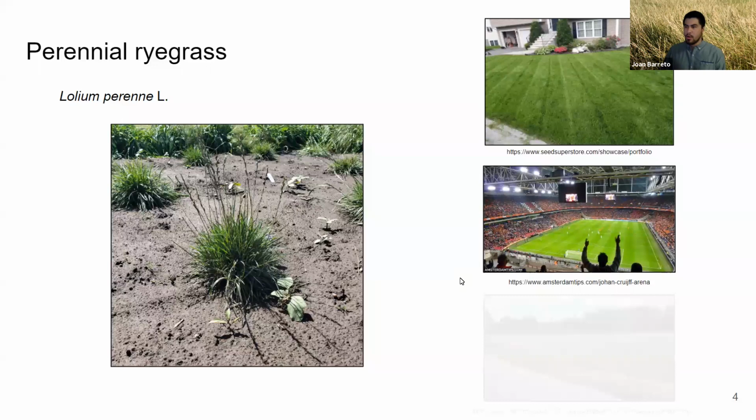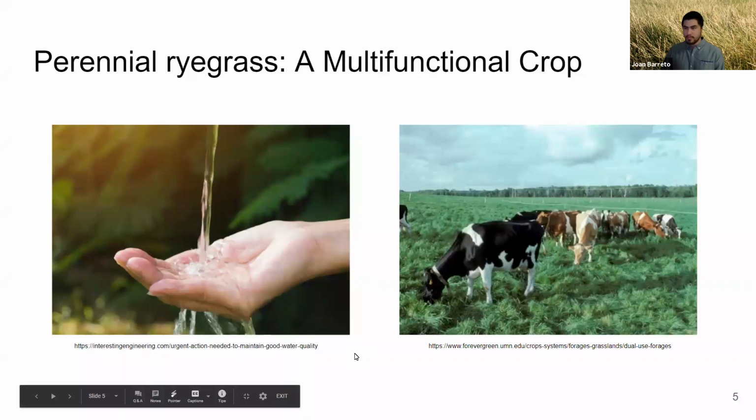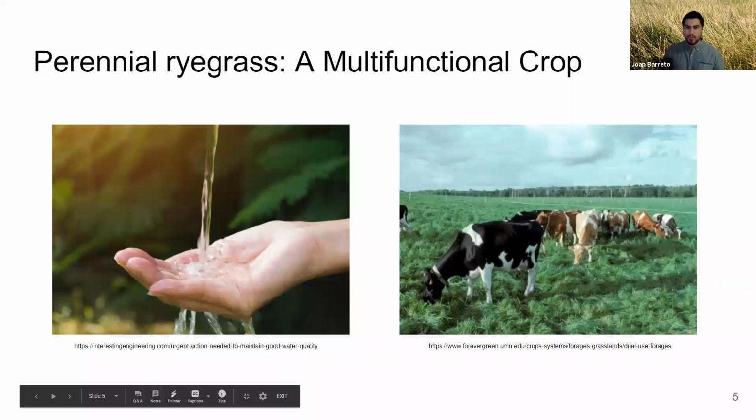But perennial ryegrass is, of course, a multifunctional crop. In particular, it provides benefits for water conservation and quality, as well as soil structure and organic matter and carbon sequestration. But also, because it's very nutritious, having similar or higher energy and protein levels than many other pastures, it is a widely spread forage all over the world.